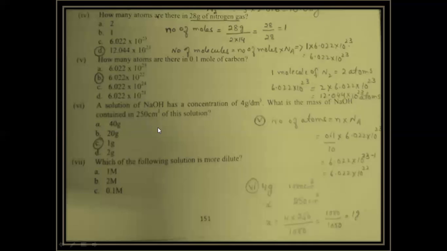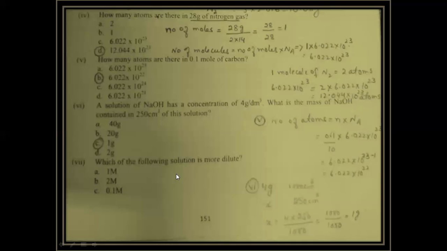Number 6, a solution of sodium hydroxide has concentration of 4 grams per decimeter cube. 4 grams per decimeter cube means 4 grams are present in 1 decimeter cube, and 1 decimeter cube, you know, is equal to 1000 centimeter cube. Okay, 4 grams are present in 1000 centimeter cube. So in 250 centimeter cube, what will be the mass? We have to find out the mass for 250 centimeter cube. By cross multiplication, 4 into 250 divided by 1000 gives us the answer 1 gram. So the correct option is 1 gram.